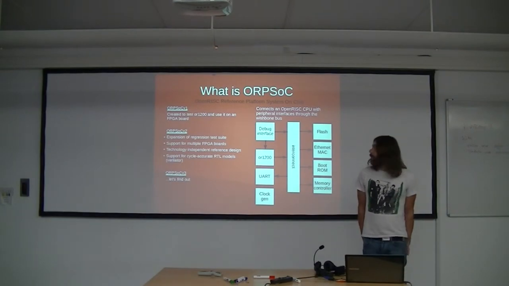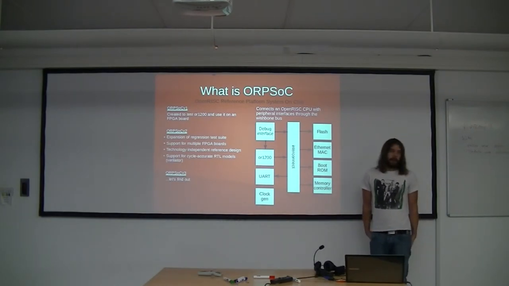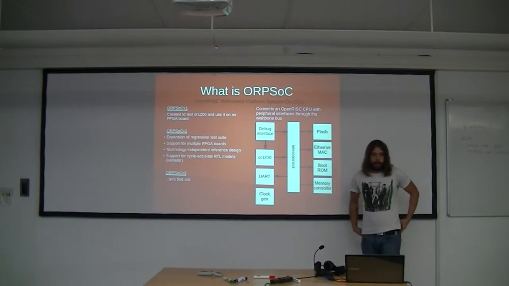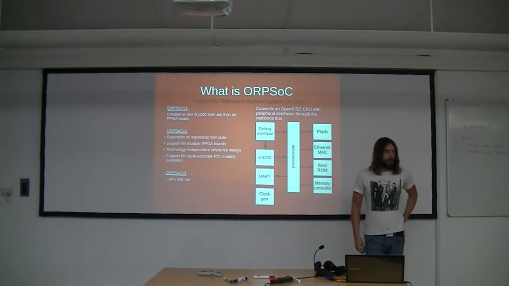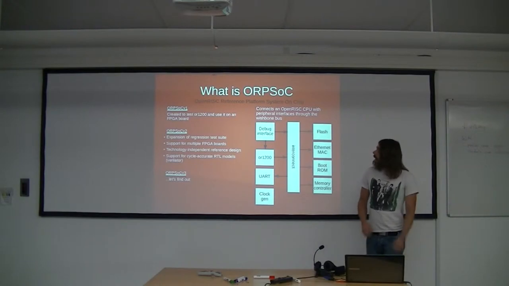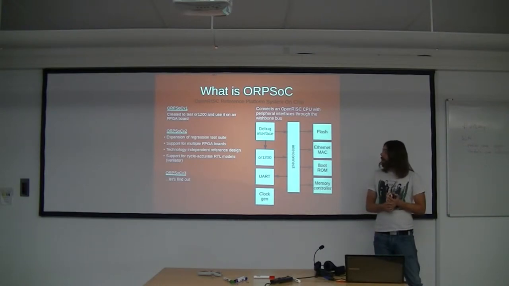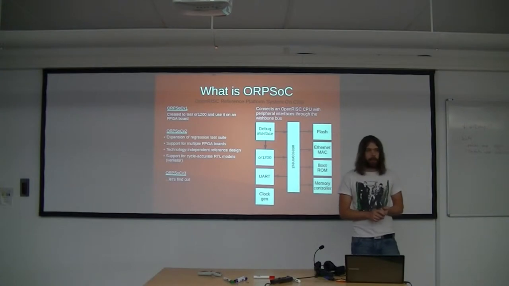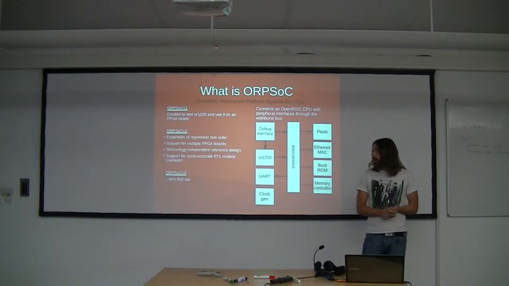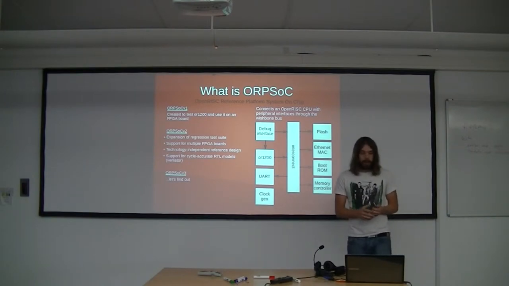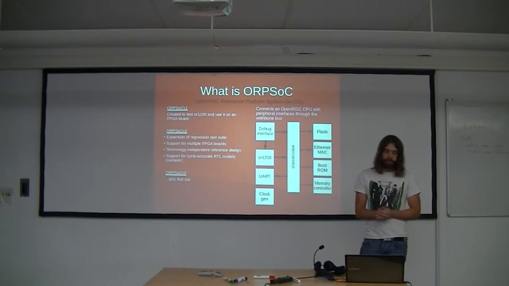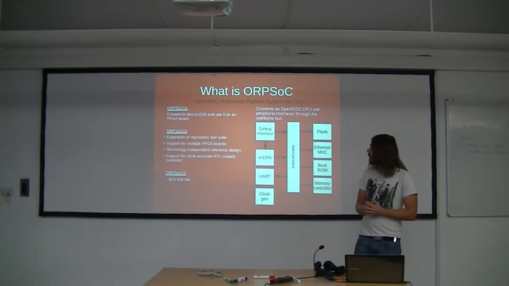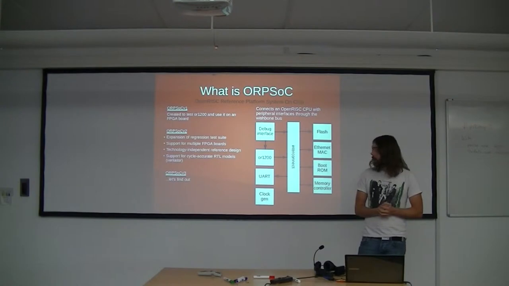So, what's ORPSoC? It's the OpenRISC Reference Platform System on Chip. We use it to connect an OpenRISC CPU with a lot of peripheral interfaces and run the whole system. It started out as a way to test the original OR1200 CPU, and it grew in ORPSoC version 2 to include regression tests, support for multiple FPGA boards, and a lot of other things. And for ORPSoC version 3, we have done a lot of new stuff. So let's find out what.